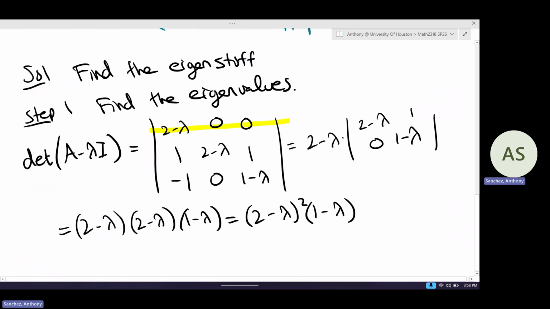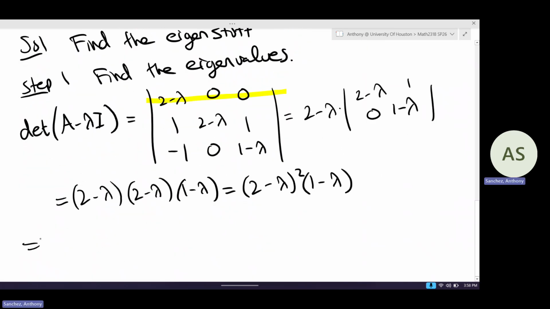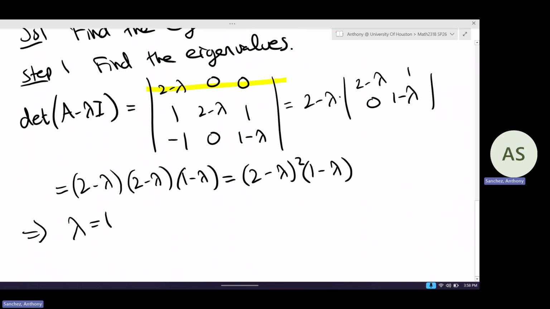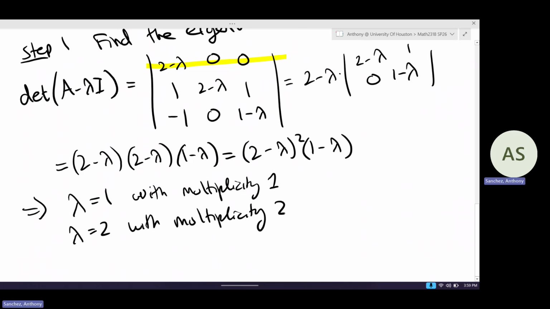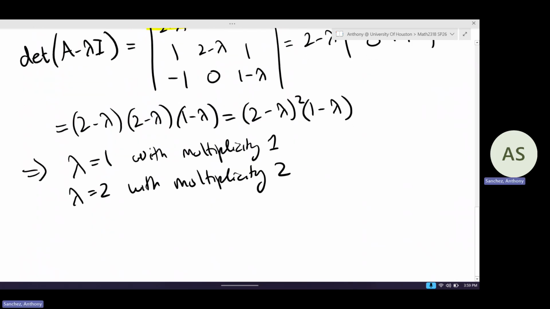And so that is to say, I know what my eigenvalues are. My eigenvalues are lambda is equal to 1 with multiplicity 1, and lambda is equal to 2 with multiplicity 2, because it appears twice in this polynomial. All right, now that we have the eigenvalues, we can go on to step 2, which is find the eigenvectors.